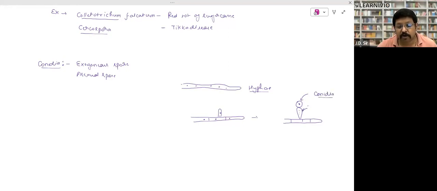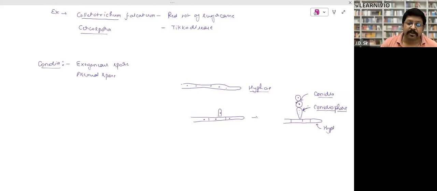And the branch or the base which bears the conidia, after that there will be one more conidia, right? There may be a number of conidia. These are the conidia, and the structure which is bearing the conidia is called conidiophore. I have told you that conidio means conidia, and phore means the branch which bears conidia. So we'll call them conidiophore, right? And this part is just hypha, right?